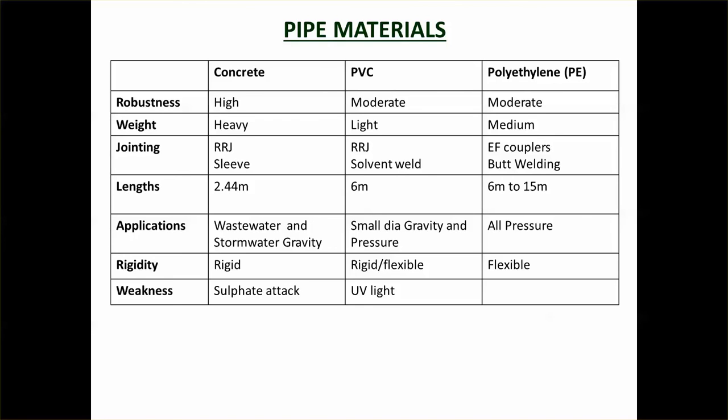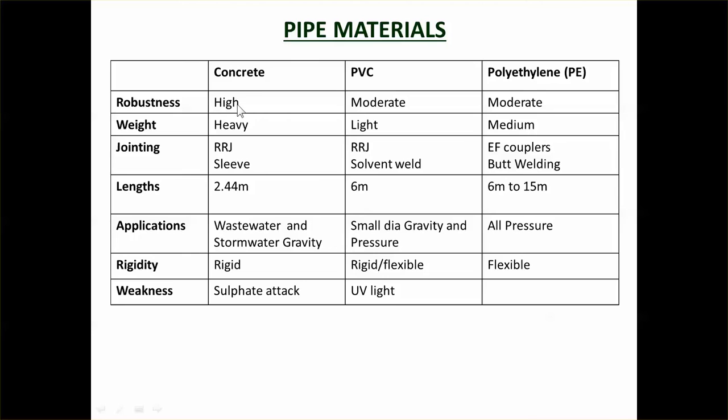So you've got concrete pipes, PVC, otherwise known as UPVC, so that's ultra high density polyvinyl chloride, or polyethylene, also known as PE pipes. PVC or UPVC and polyethylene are both called plastic pipes, but they do have different properties.